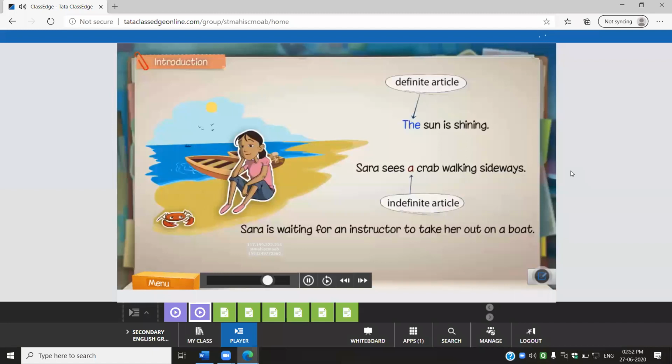The final sentence uses the articles an and a. The instructor and the boat are not specific. We do not know which instructor or what boat is being referred to. So the article an is also an indefinite article. Let's look more closely at definite and indefinite articles.